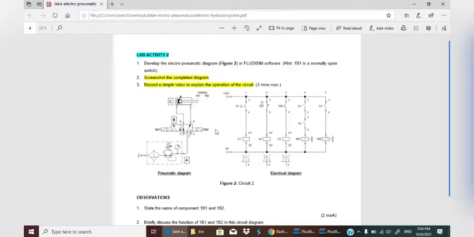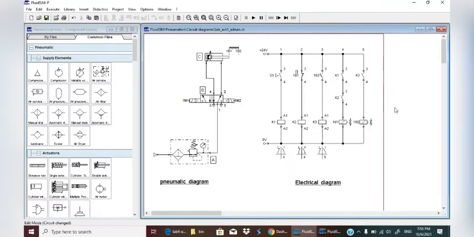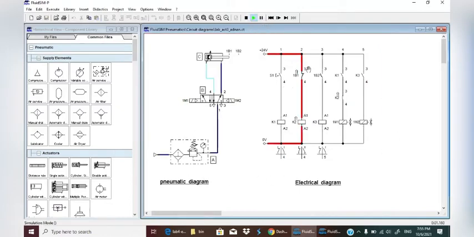For lab activity 2, this is the circuit that I'm going to construct, and this is the circuit that I've already constructed. I click the run button over here. As you can see, whenever the limit switch operates, it will energize the relay K2 and the switch K2 will close. When switches K2 and K1 are closed, it will trigger the IM1 valve and it will move the cylinder, the actuator over here. The same goes for IB2.